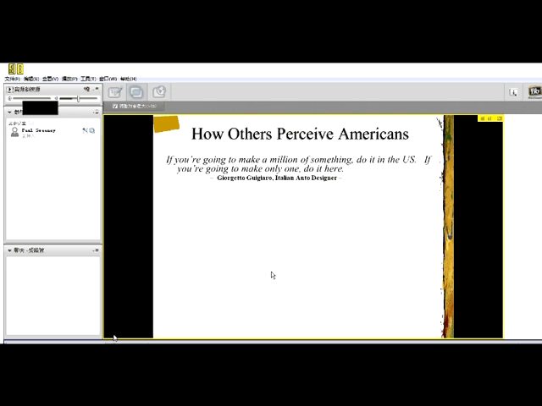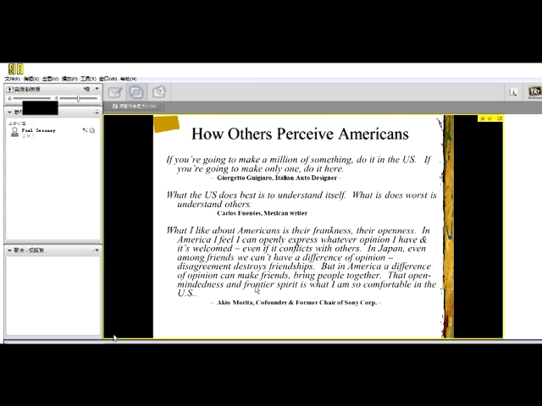This is by an Italian auto designer, and you know, Italians have a stereotypic reputation of being very stylistic and so on, and this kind of illustrates that too. This designer said, gee whiz, if you're going to make a million of something, do it in the U.S. They're very good at that. But if you're going to make only one, do it here in Italy. I'll just put a couple more of these up, and you can read them or stop this recording at your leisure. But here's Carlos Fuentes.